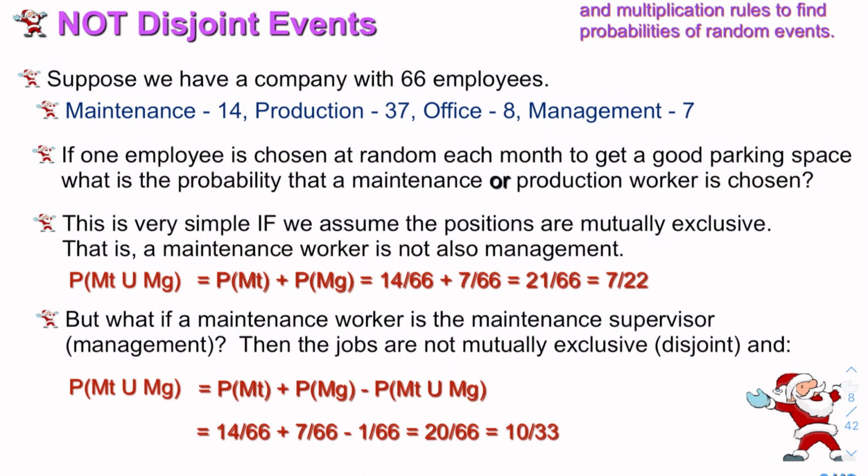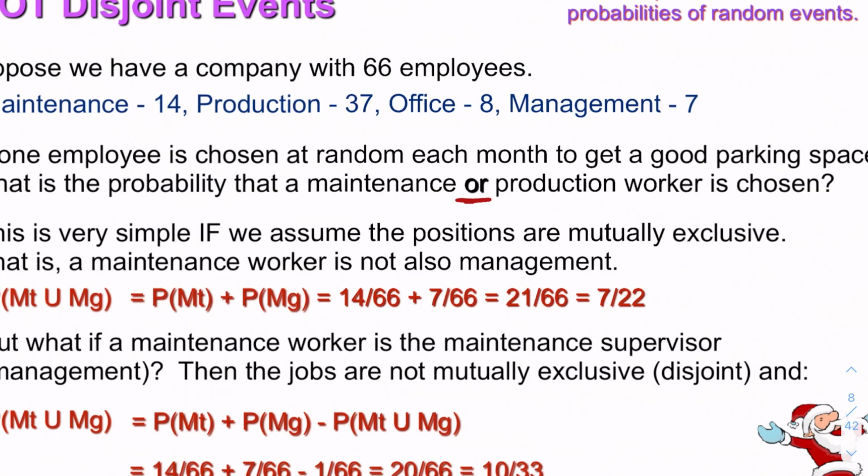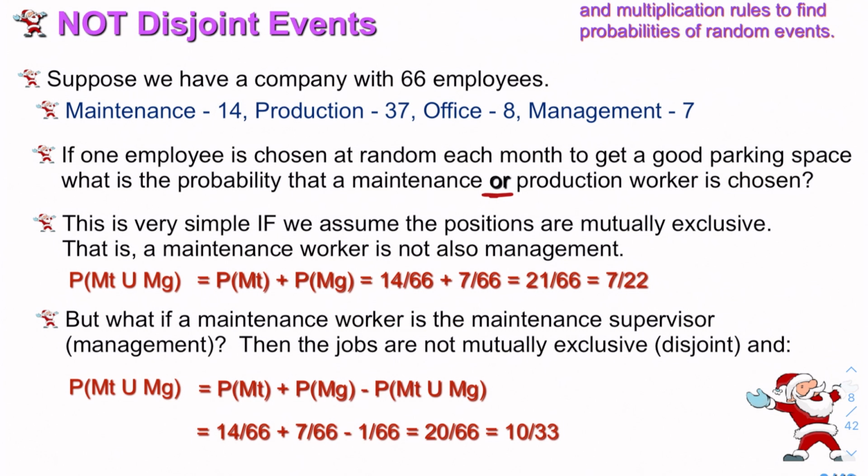And this is where you have to ask yourself, is there any way we could have overlap when we are dealing with this idea of an or sentence? So could you have maintenance or production, or are those events mutually exclusive?